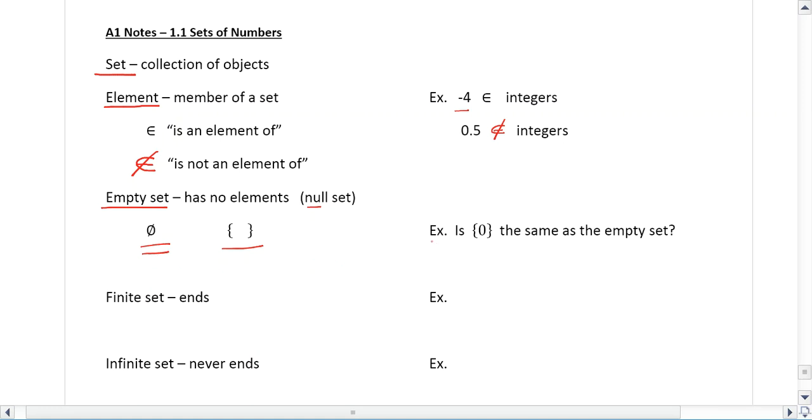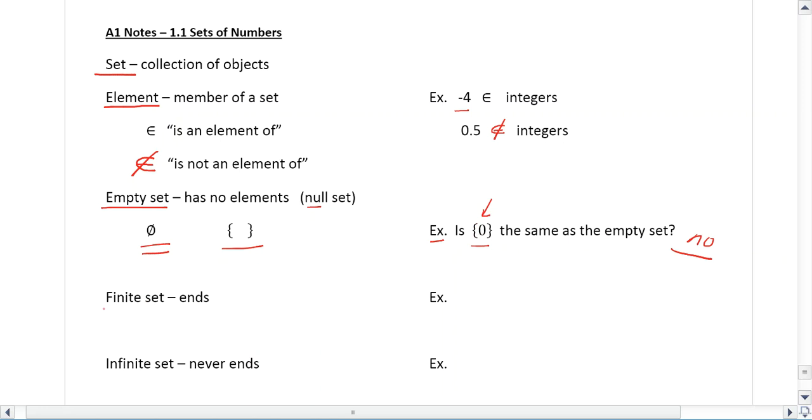So just a quick question here to kind of explore this. Is this set with 0 in it the same as the empty set? Some people would say yes, because 0 has no value, but really this isn't an empty set. So I would have to say no here for the answer, because 0, even though it has no value numerically, it's still an element. So this set does have an element in it. So no, it's not the same as an empty set.